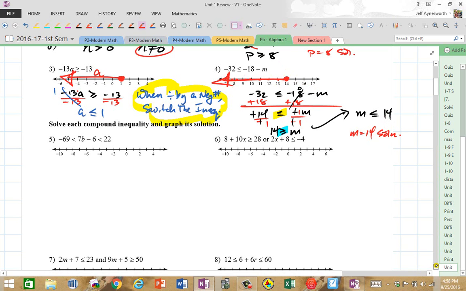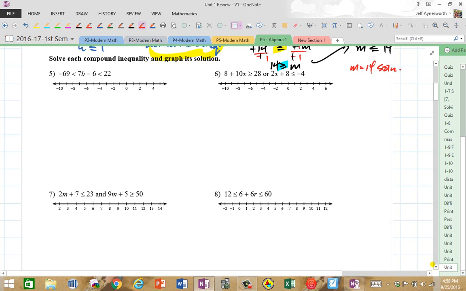Moving on. Okay, so now on the second group, we got these compound inequalities right here. Look at it. Compound meaning more than one. More than one. All right, that's what compound means. So let's take the inequality down here. Let's take negative 69 is less than 7b minus 6 is less than 22. And let's work with it here.